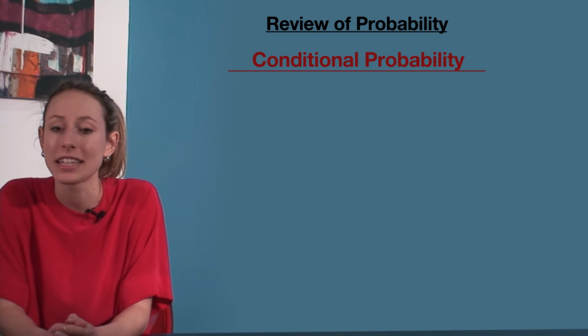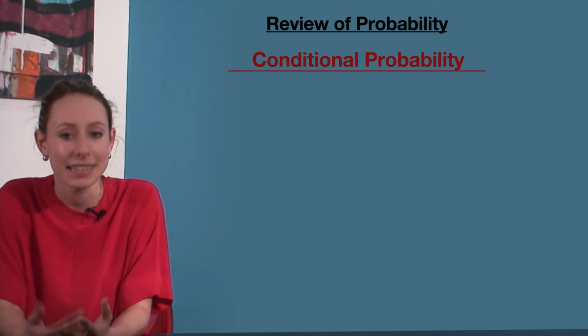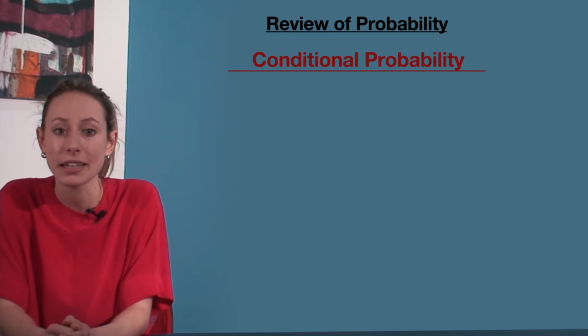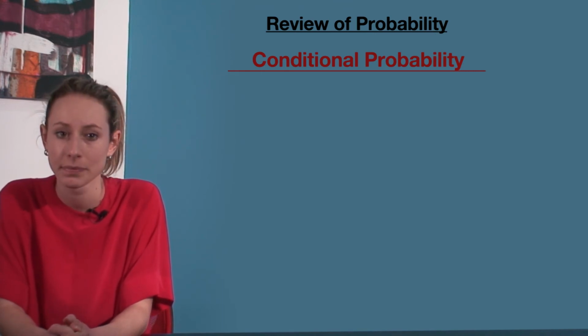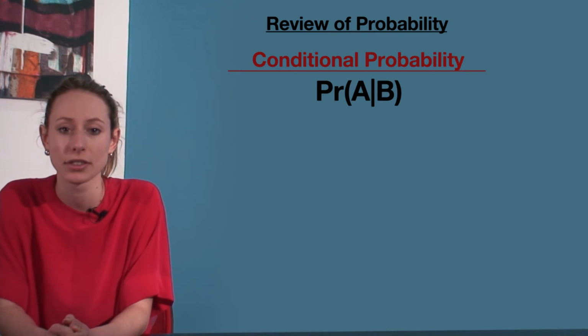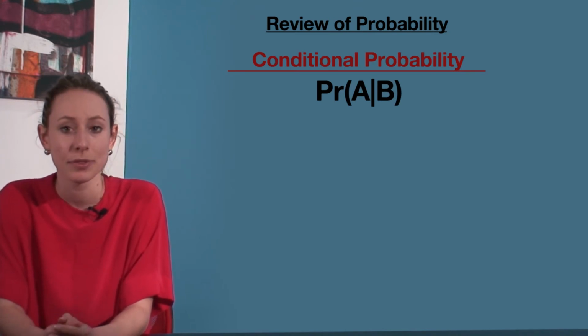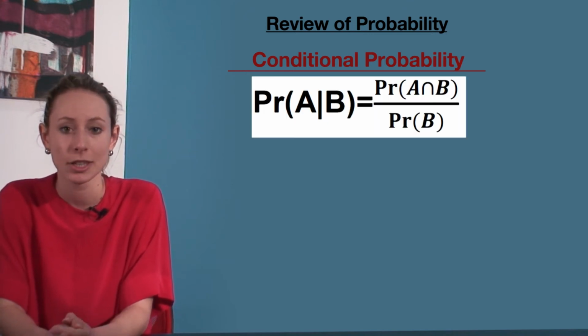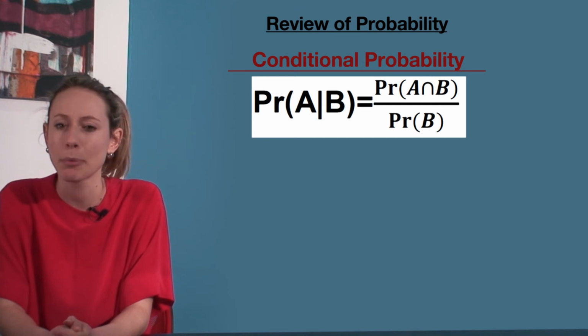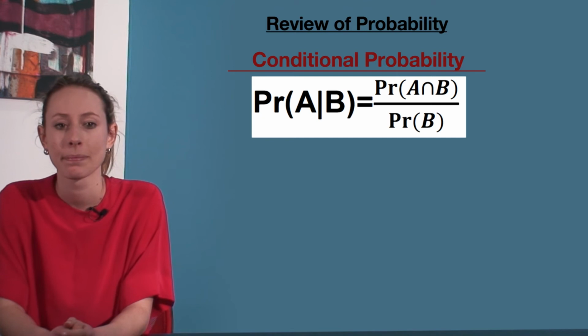Finally, we're going to look at conditional probability. Conditional probability is when the probability of an event is altered when it is known that another event has occurred. It is usually written as follows: probability of A given B. For example, the probability of rain tomorrow changes based on the weather today. The probability of A given B is the probability of A intersection B over the probability of B.